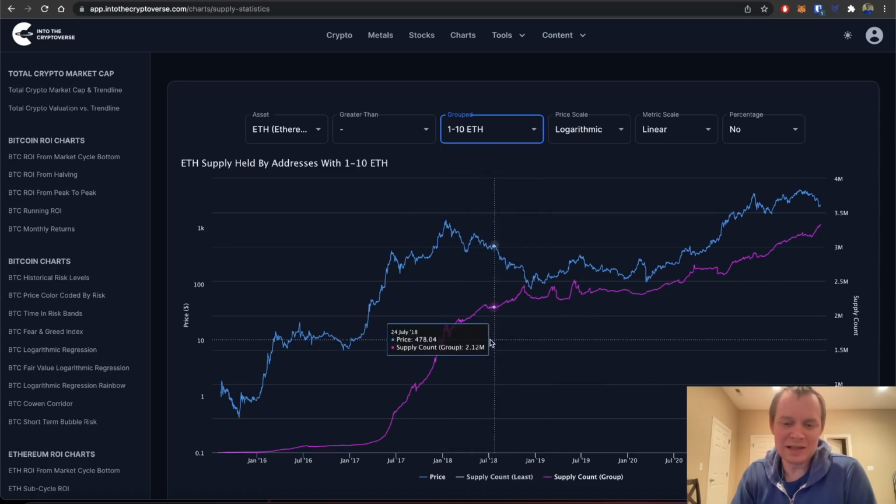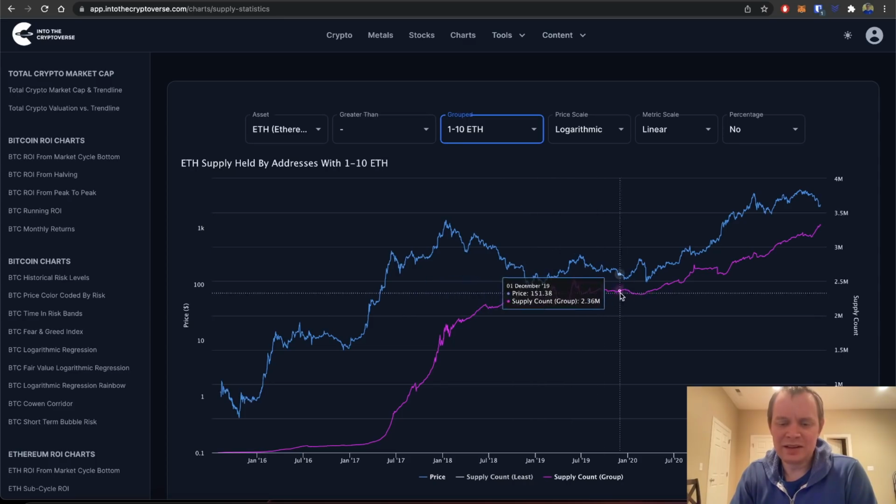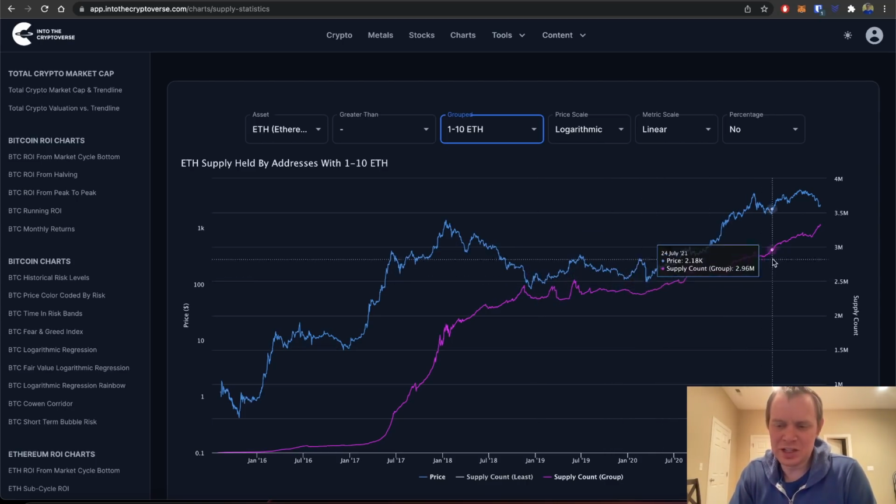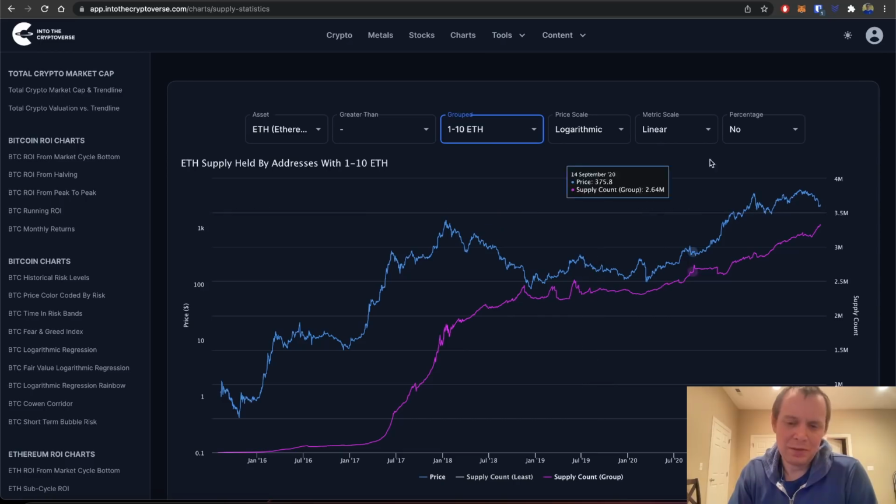But looking at, say, between 1 and 10 ETH, you can see that, even during the bear market, it increased. It did flatline when we reached that basically year-long accumulation range. And then it's more or less just been steadily going up ever since. And it did flatline a little bit during the summer lull as well. But during this one, it sort of flatlined, and now it's increasing again. So it's an interesting range to look at.